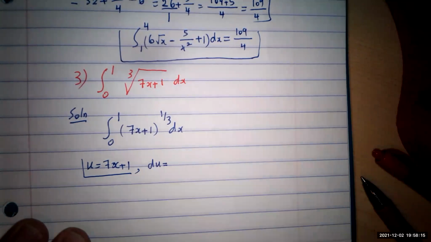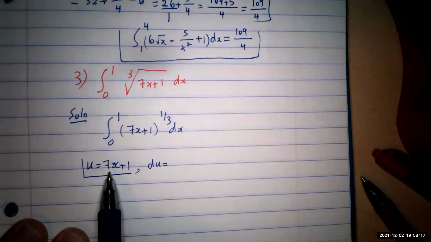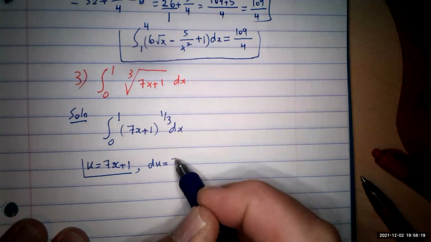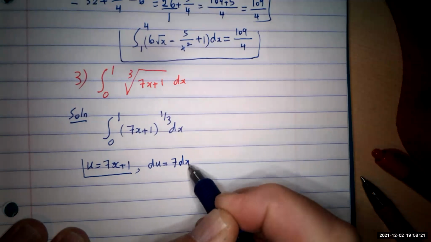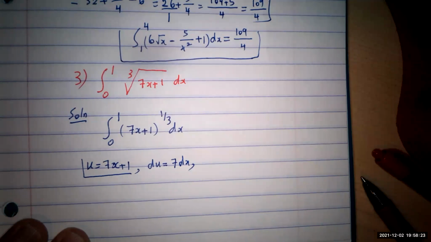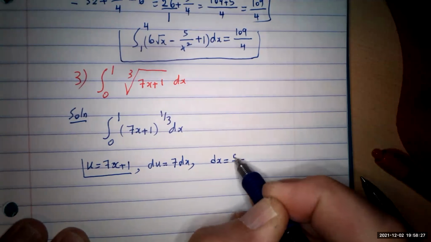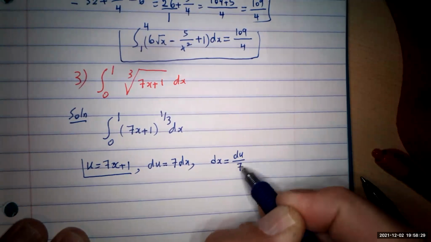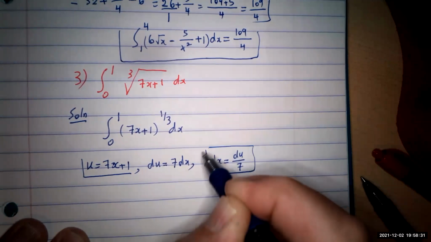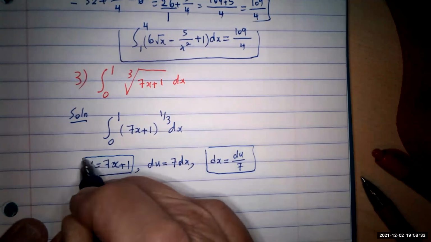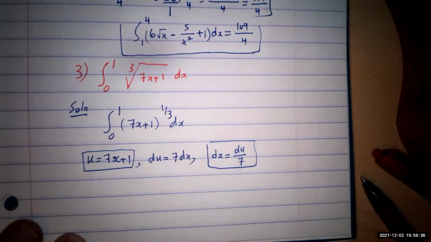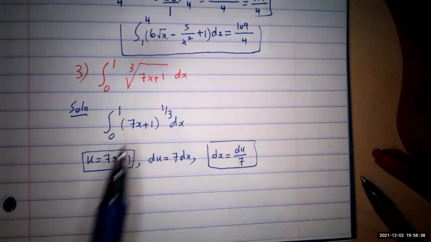So what's going to be the du? Remember, we differentiate 7x plus 1, and the derivative would be 7 times dx. Then we find the dx. So the dx is equal to du over 7. This is what we did before. We substitute, and you end up with u to the 1/3.